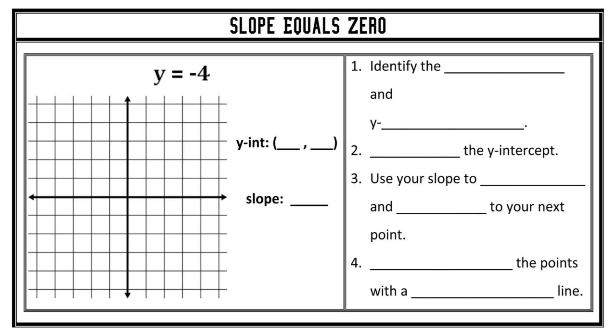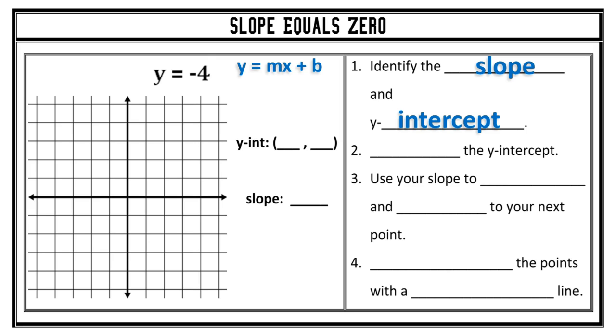If your slope equals 0, we would see an equation that looks like this. Y equals anything. In this case, y equals -4. We're going to start this problem just like we would any other slope-intercept form equation. Identify the slope and the y-intercept. If I compare this equation to y equals mx plus b, I have my y, and then I have just a constant, a value by itself.